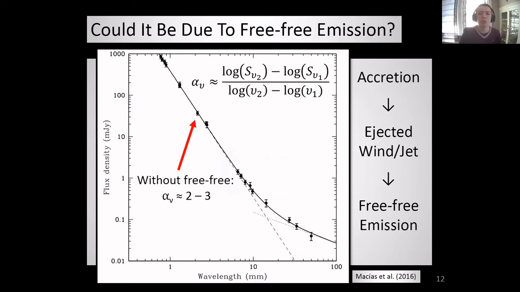And so using this prescription here for the spectral index, without free-free emission, the spectral energy distribution, the SED, would have a slope of about 2 to 3, as shown here. And this is quite common in protoplanetary disks. But when free-free emission becomes significant, the spectral index, or the slope of the SED, shallows and tends near 0. And for purely free-free emission, the slope is about -0.1 to about 0.6.